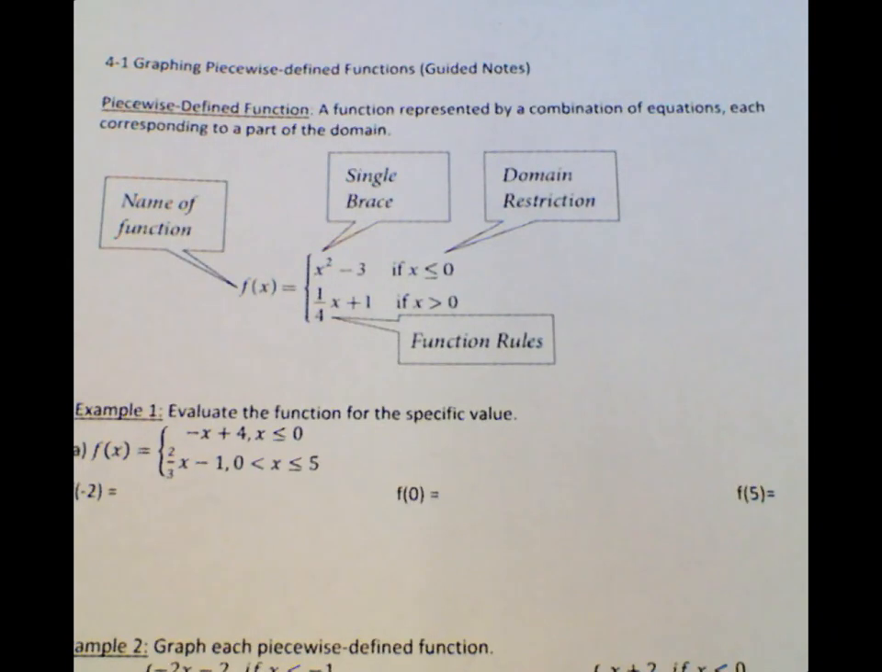All right, guys, today we're talking about graphing piecewise defined functions. So before we start, let's go ahead and talk about what a piecewise defined function is. It is a function represented by a combination of equations, each corresponding to a part of the domain. So let's look at this. I've set it up so that we can see what each part is.